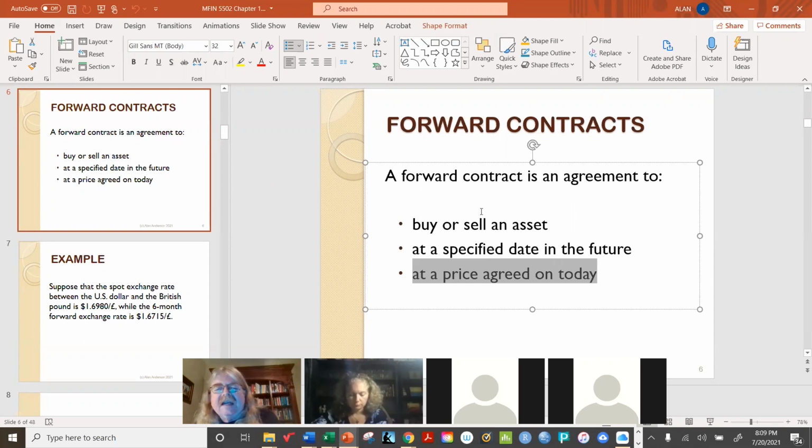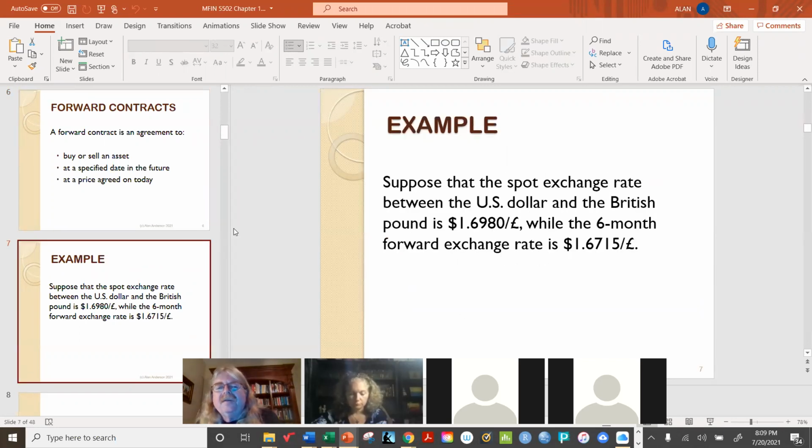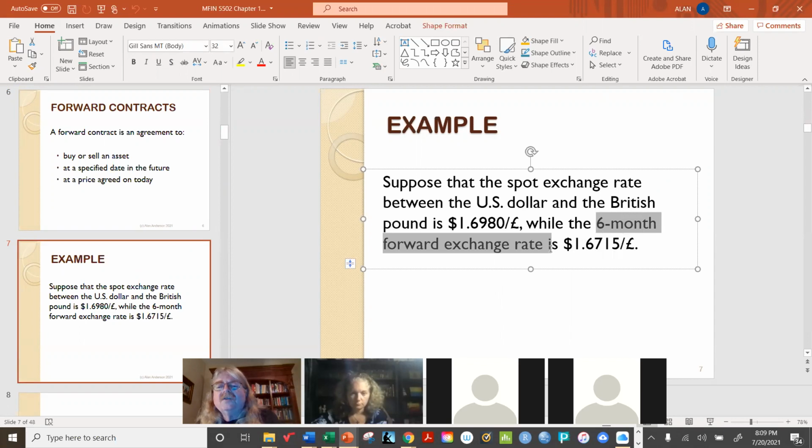Now, of course, we have financial derivatives. A very popular type of forward contract is a foreign exchange forward contract. So let's say the spot exchange rate between the dollar and the pound is 169.80 per pound. But I can enter into a 6-month forward contract to buy those pounds for 167.15.